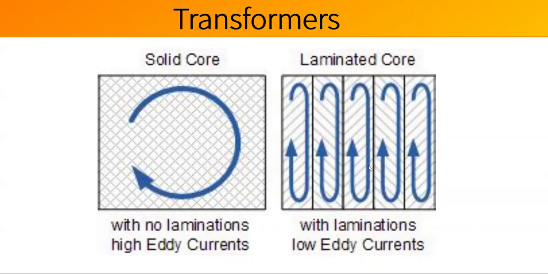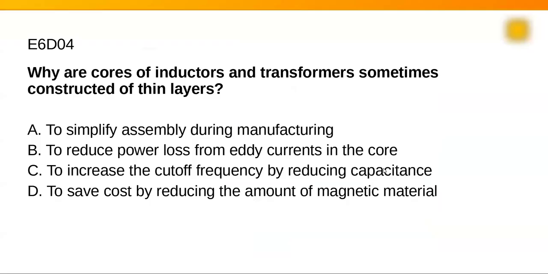But because there's insulation there, that eddy current itself is going to create a magnetic field. But I think there's enough isolation that it's obviously reduced. That's why, or else they wouldn't be doing it, because it costs more to make them that way. Why are cores of inductors and transformers sometimes constructed of thin layers?